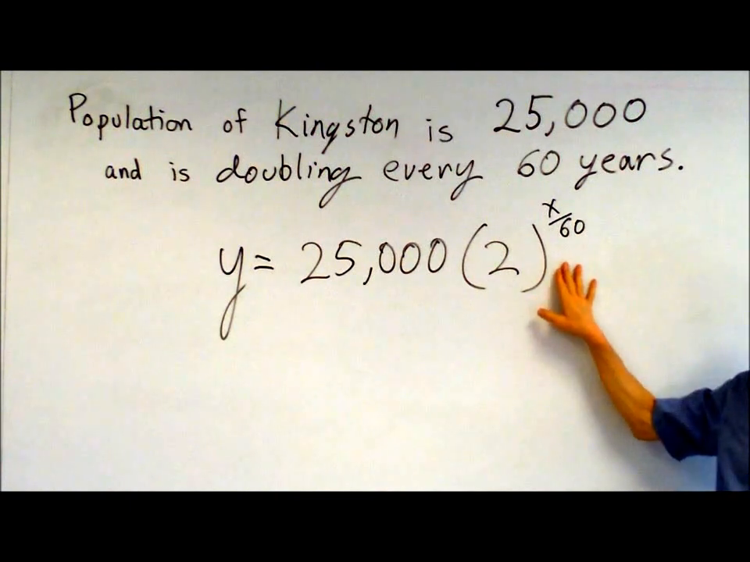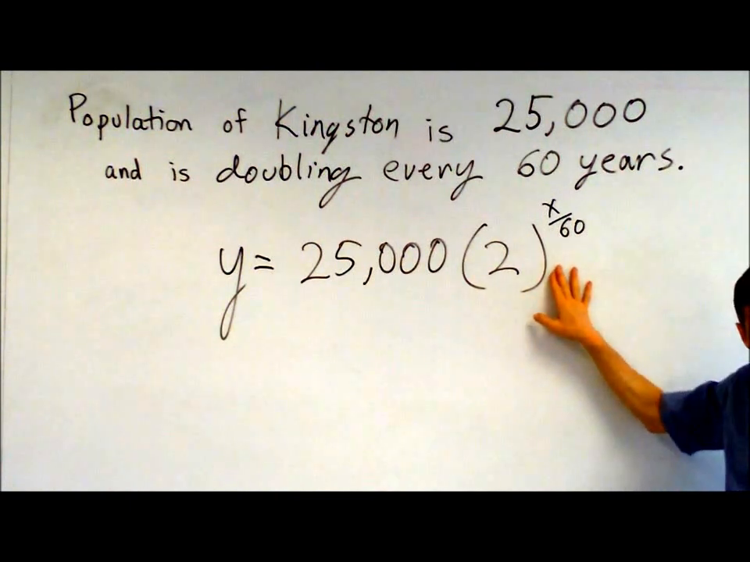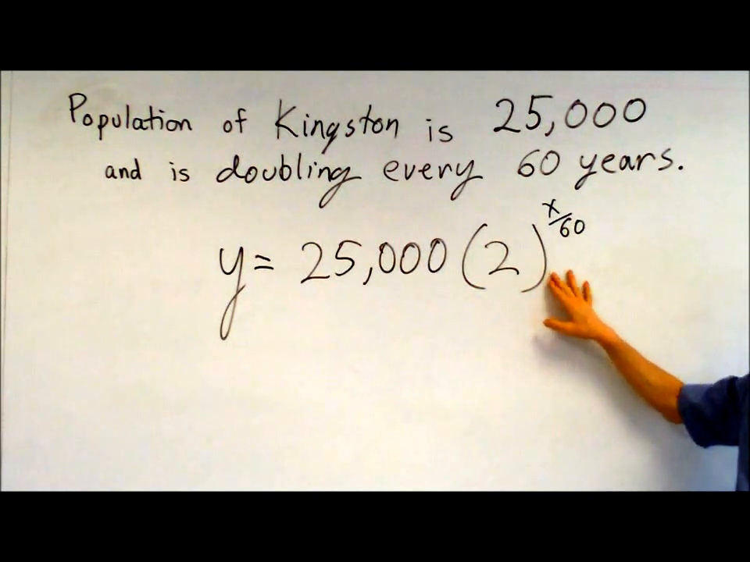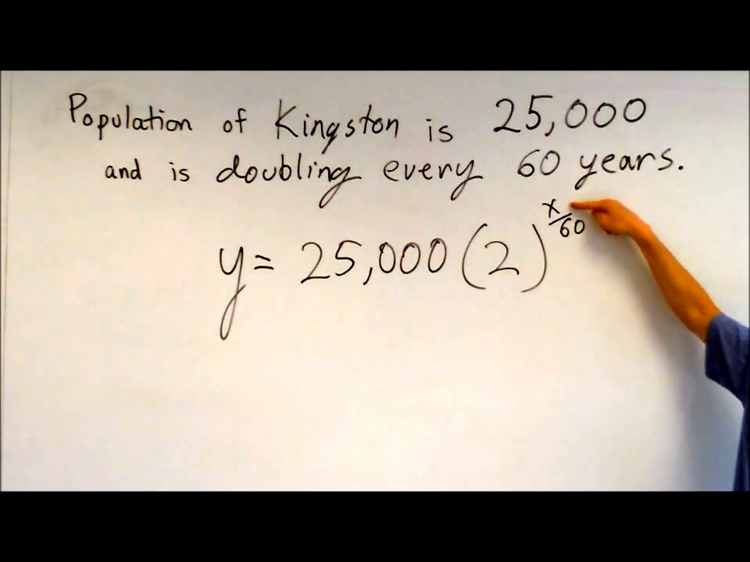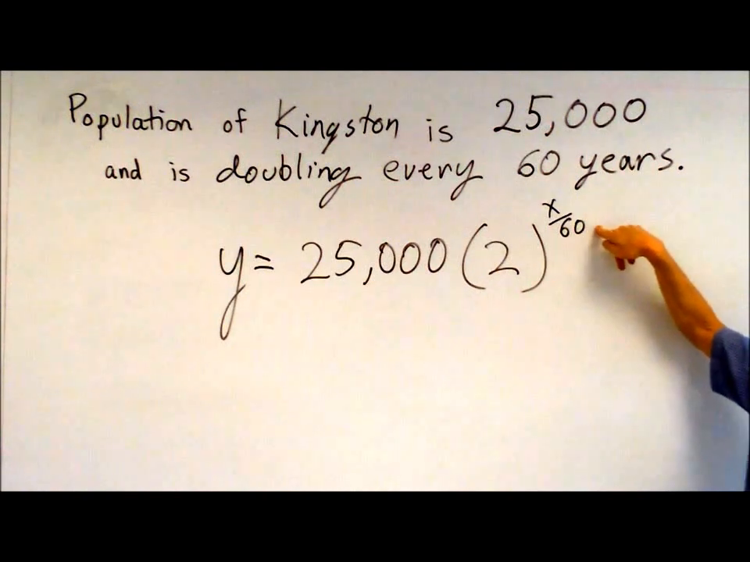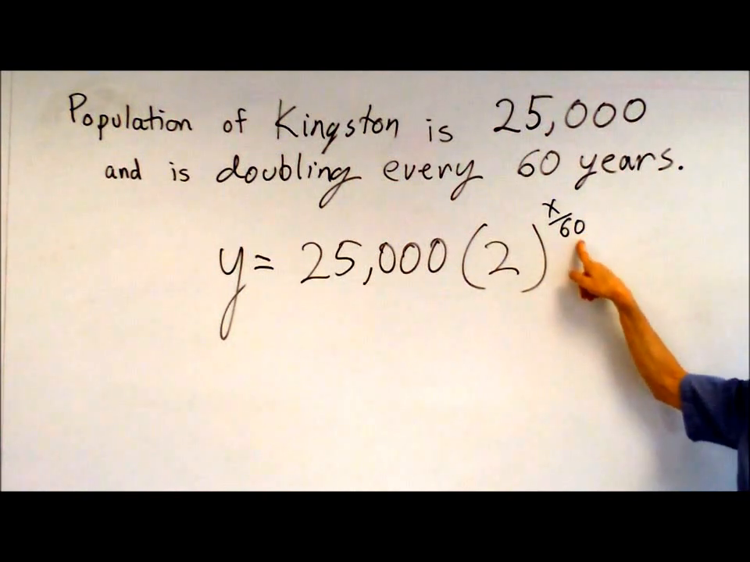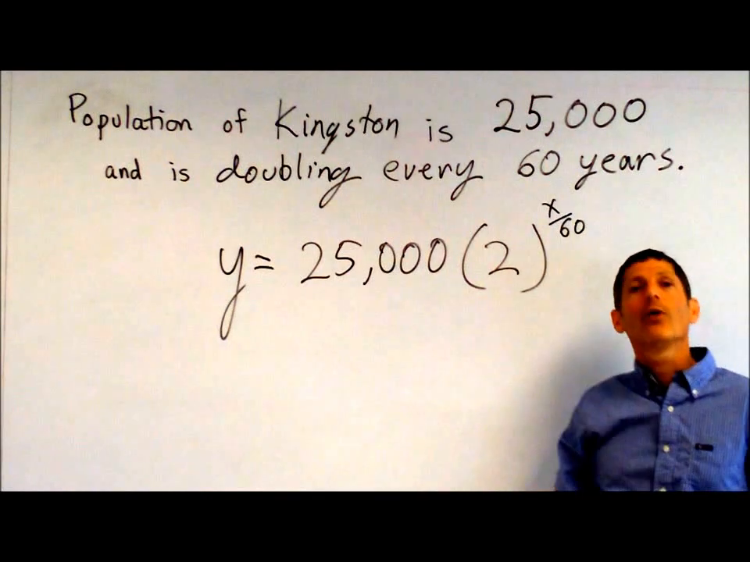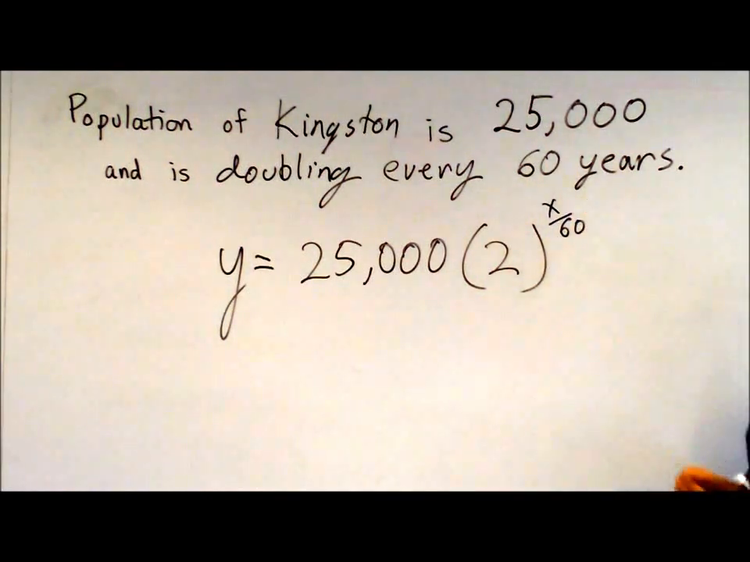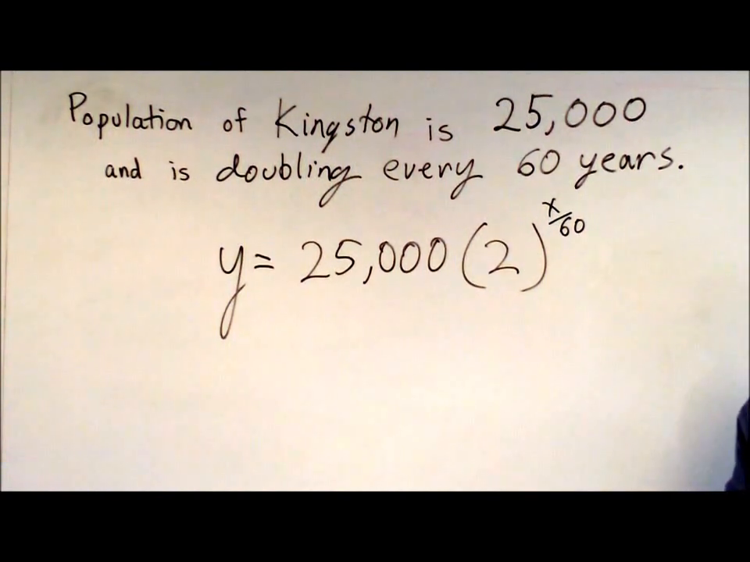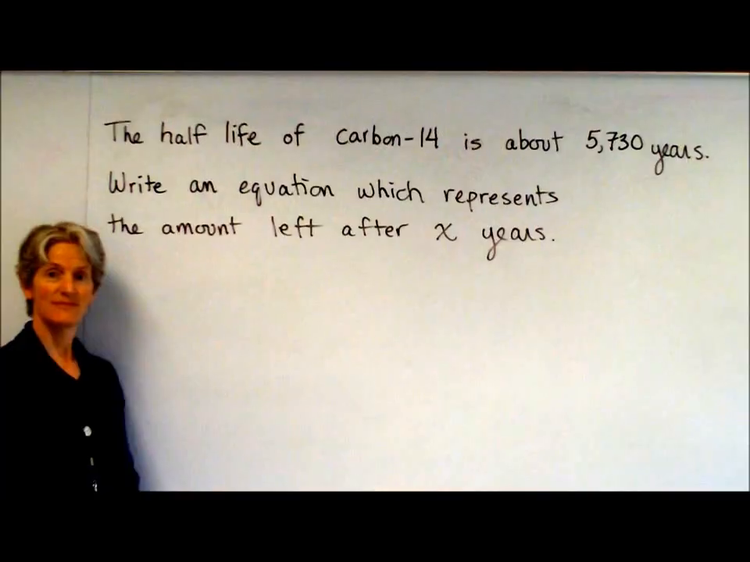How long would it take for it to have 4 times the amount of people? Well, we want it to double again, so we want that exponent to be a 2. So I guess that would be 120 years. If I stuck in 120, it should double twice, because 120 divided by 60 is 2. 2 squared is 4 times 25,000. Oh, that works. So x over 60 is how many doublings have happened. That works. Well done.